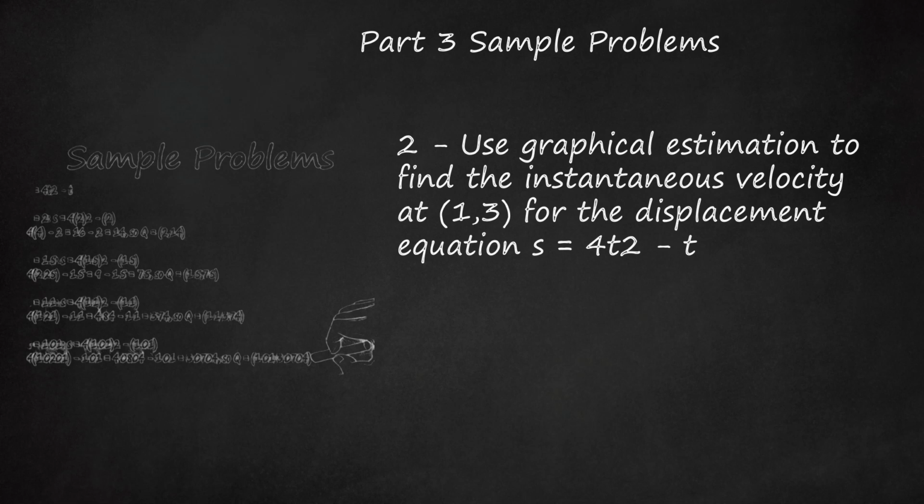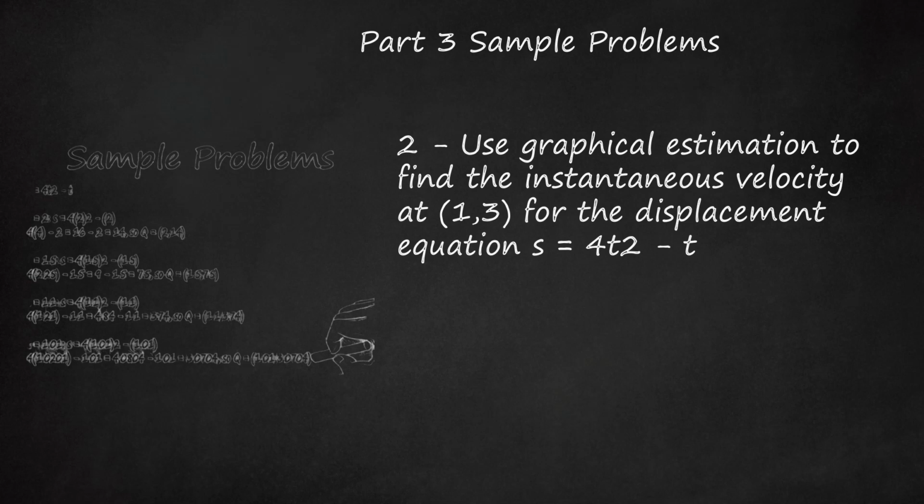s equals 4t^2 - t. t equals 2: s equals 4(2)^2 - 2, 4(4) - 2 is equal to 16 - 2 is equal to 14, so Q equals (2, 14). t equals 1.5: s equals 4(1.5)^2 - 1.5, 4(2.25) - 1.5 is equal to 9 - 1.5 is equal to 7.5, so Q equals (1.5, 7.5). t equals 1.1: s equals 4(1.1)^2 - 1.1, 4(1.21) - 1.1 is equal to 4.84 - 1.1 is equal to 3.74, so Q equals (1.1, 3.74).